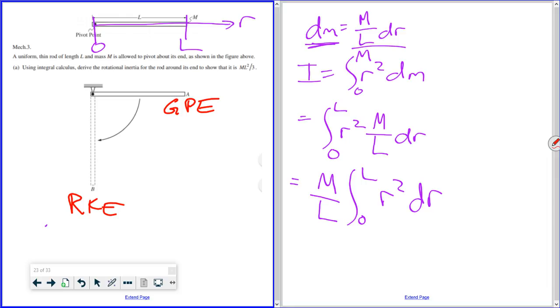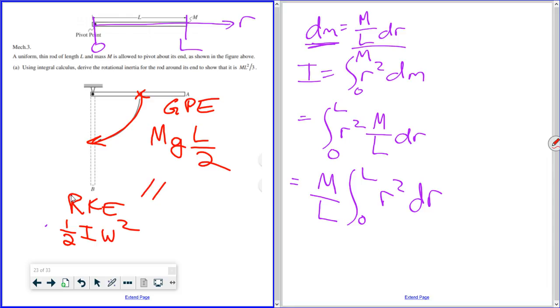Good. Why is it L over 2, you guys? Because you treat it from the center of mass. It's a uniform rod, so the center of mass is going from here to here. It's going down by a distance of L over 2, right? Okay, so my RKE at the bottom is going to be 1/2 I omega squared. My GPE at the top is mgL over 2. And I want to set those two things equal to each other. Good?